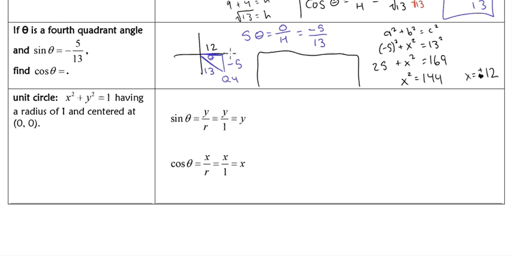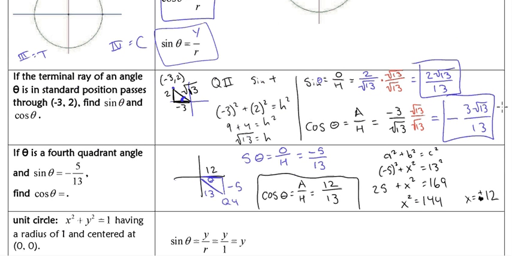Now that we have all of our pieces, we've got cosine of theta is equal to adjacent over hypotenuse, or over the radius. And so adjacent to theta is the 12 over the hypotenuse, which is 13. And since it's a positive x value, this is a positive 12/13, which makes sense if we think back to, remember, all students take calculus, that cosine is positive in that fourth quadrant. So there's our answer. Hope that helps.